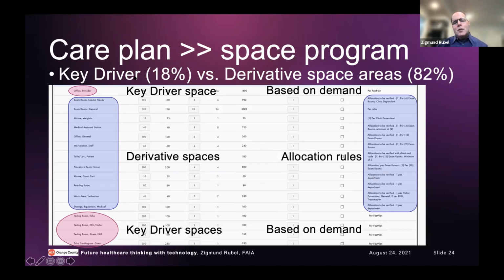And what's interesting is 20%, or in this case, 18% of the area of key drivers really drives 80% of the spaces. So I'm assuming you've heard of the Pareto principle, where 20% of the effort gets you 80% there. It's certainly true with a care plan and understanding what the key drivers are for the different spaces.